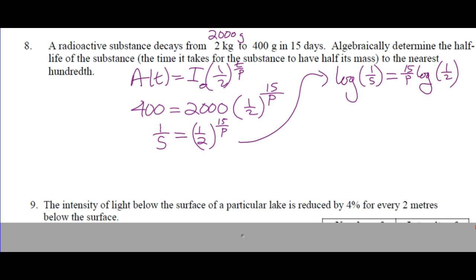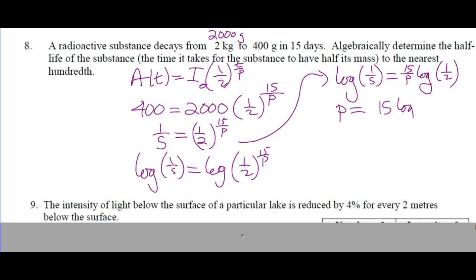If you'd like, you can write another line in there. You could write log of 1/5 is equal to the log of 1/2 to the 15 over p. But it all comes down to this. How do we solve for p? Multiply both sides by p and divide by log 1/5. So it's 15 times the log of 1/2 divided by the log of 1/5.